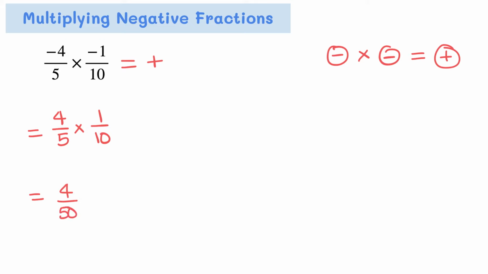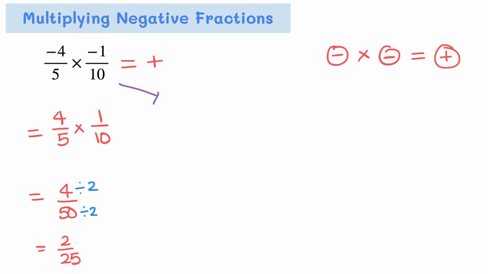But then I would have to simplify. And if I can simplify, I could do this divided by 2, and then that divided by 2, so this would simplify to 2 over 25. However, when we're multiplying, it's a really good strategy to cross simplify. So we're going to do that strategy, and I will do that in purple.